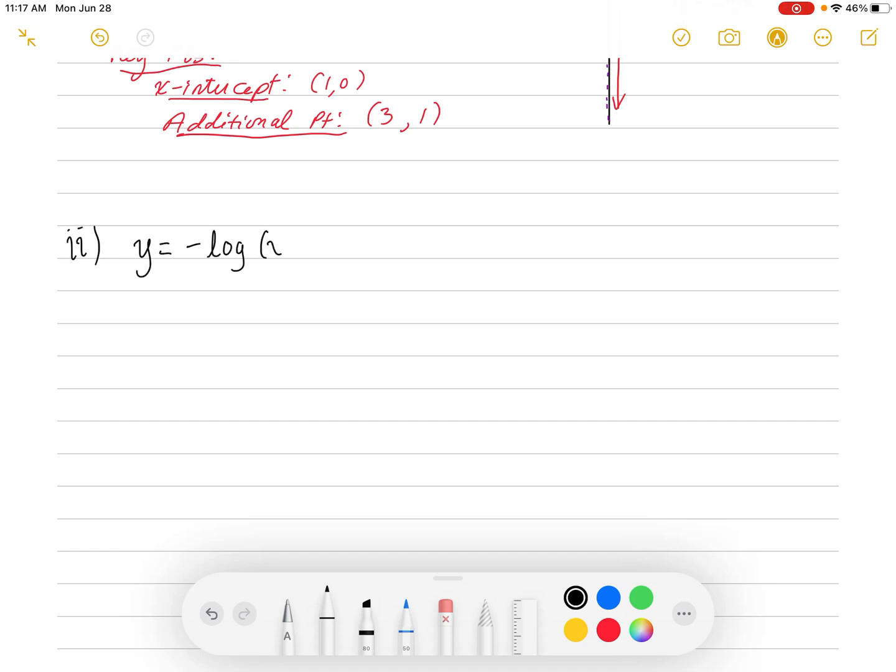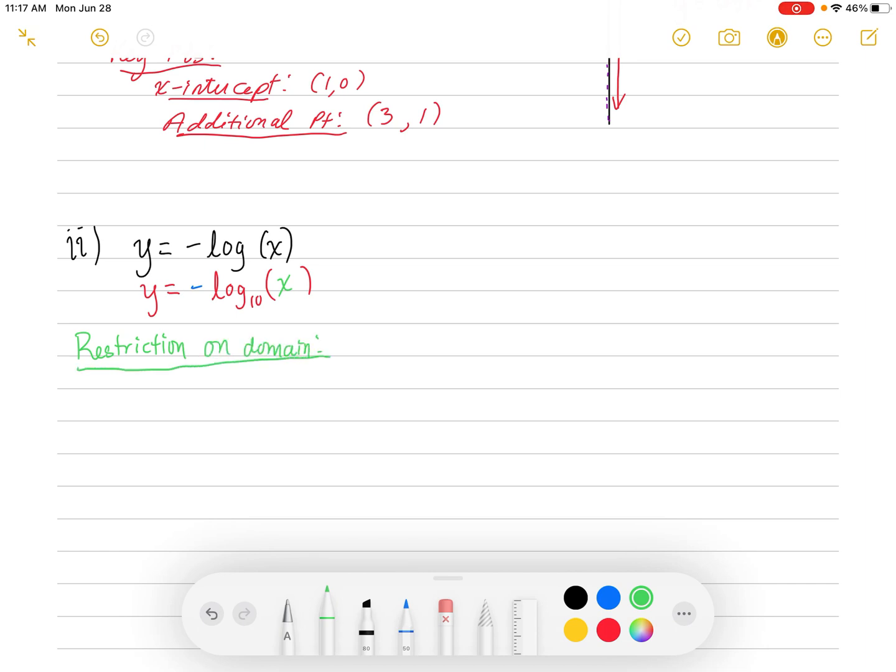Okay, here we go, number 2. So the next one is y equals minus log of x. Now be aware that this one doesn't have a base on it, right? It doesn't have a base, so you can rewrite this as y equals minus log base 10. Remember, when you don't see a base, it's understood to be a base of 10.